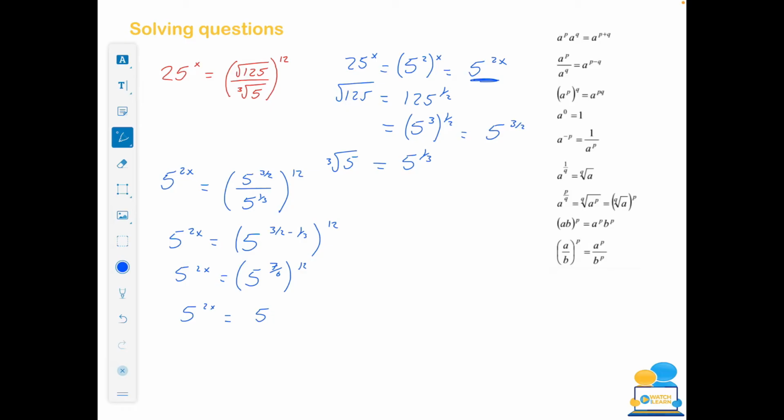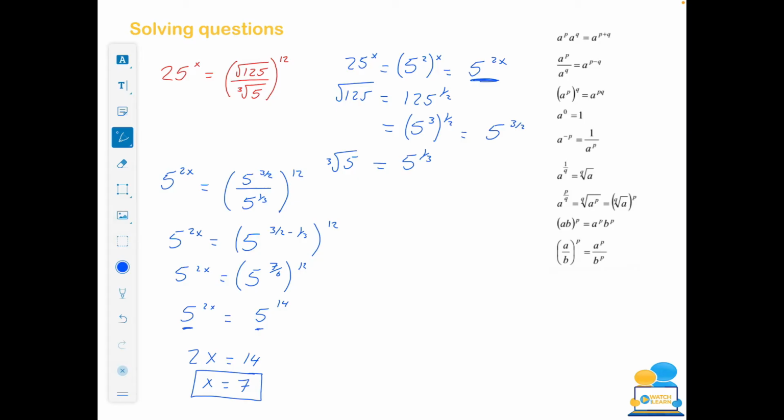And to get rid of that bracket, we're going to multiply those powers. So 5 to the power of 7 over 6 multiplied by 12 gives me 5 to the power of 14. Now again, we have our bases equal to each other. So when that happens, you can just let the powers equal each other. So we have 2x is equal to 14, so x is equal to 7. Okay, that's our final answer there.